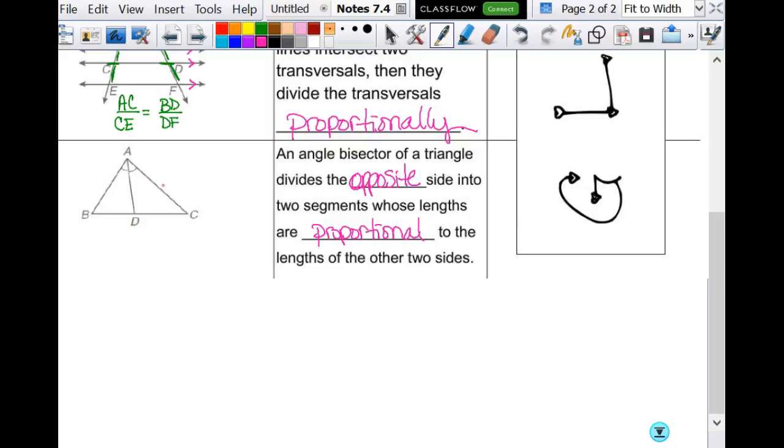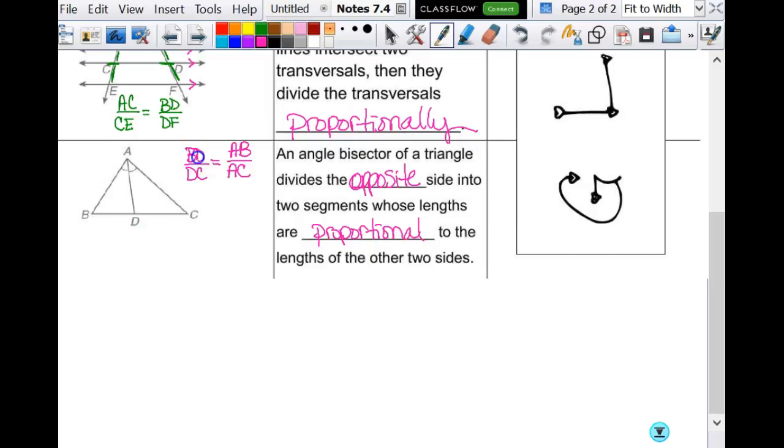But what this is technically saying is that the length of BD over the length of DC is equal to, so these lengths are proportional to these sides, so we have to be consistent, left over right, the length of AB over the length of AC. So it's piece over piece equals the whole thing over the whole thing.